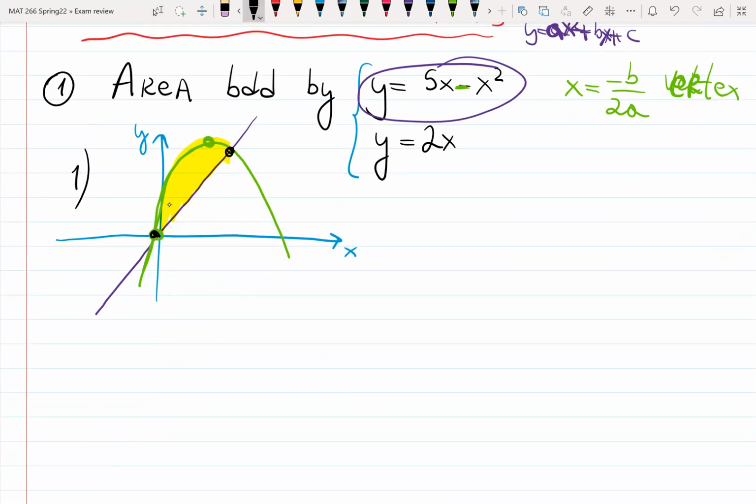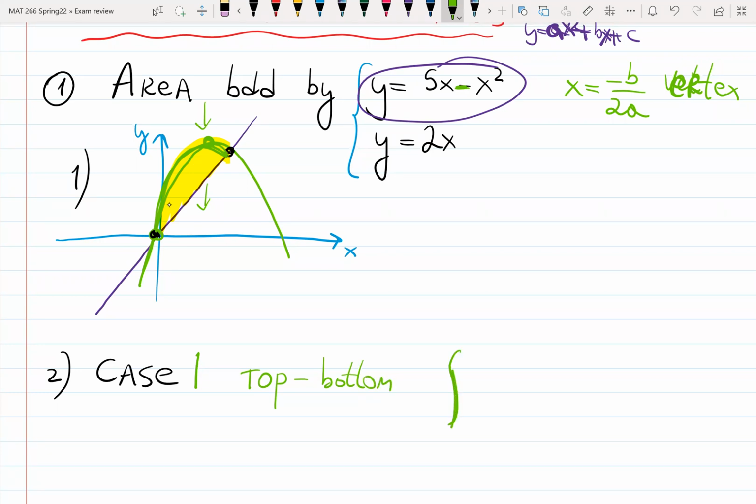So step 1, sketch the picture. Step 2, choose the case. And we have 2 cases, top minus the bottom. That's case 1, when one function is always at the top and the other function is always at the bottom. And that's what I can see here. I can see that the green function is always at the top, while the black or whatever this purple color is always at the bottom. So you can see the scanning will look like this from top to bottom. That is case 1, top minus bottom. This will involve the integral from a to b dx. That is how you should remember it. And then it will be top minus the bottom inside, like so.